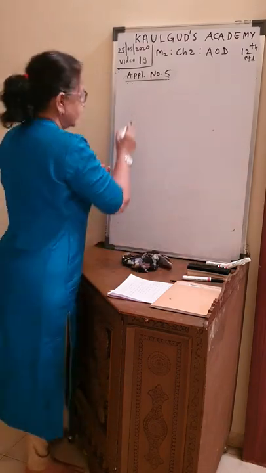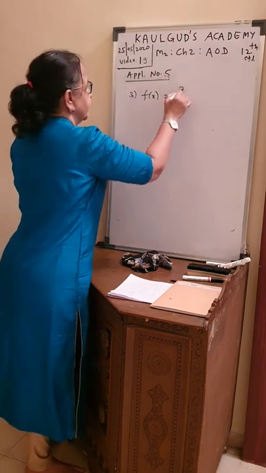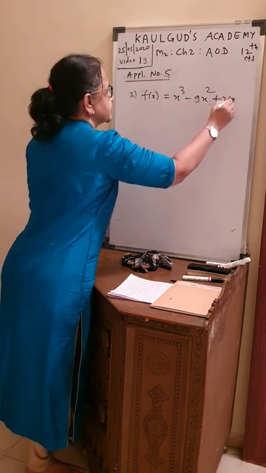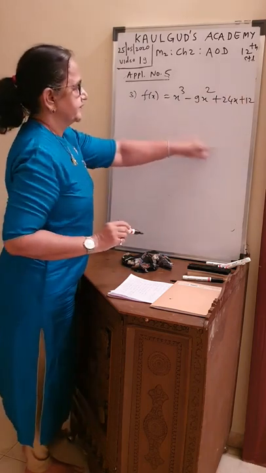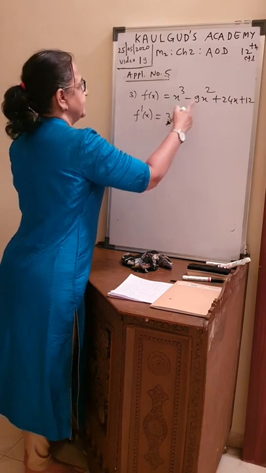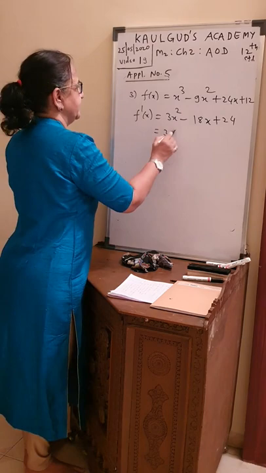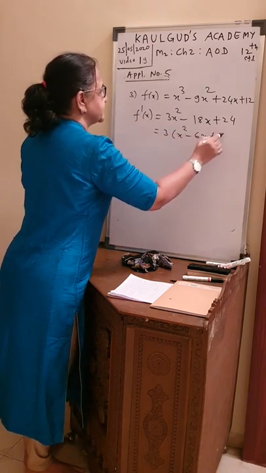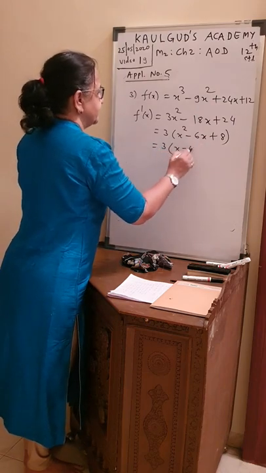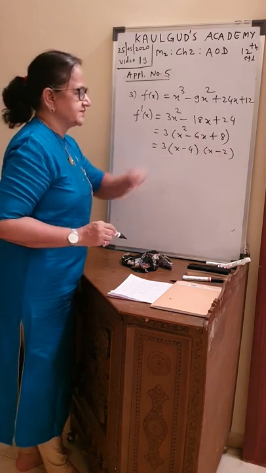And the third one, f of x is equal to x cube minus 9x square plus 24x plus 12. Say, when I take derivative, f dash of x, 3x square, 9 into 2x, 18x plus 24. So 3 common, x square minus 6x plus 8. Factors, so 4 and 2, x minus 4, x minus 2. Minus 4 minus 2 will make it minus 6.